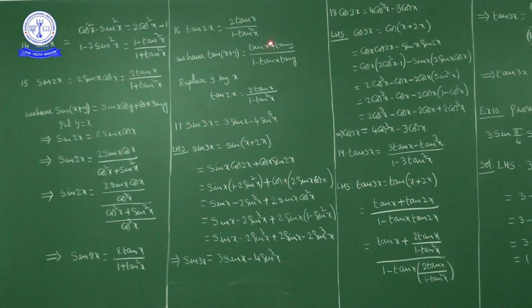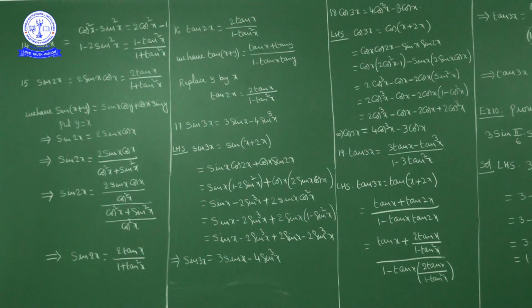Now in this formula replace y by x, meaning in place of y write x. So on the left hand side we get tan x plus x, tan 2x, which is equal to tan x plus tan x, that is 2 tan x, upon 1 minus tan x into tan x. Tan x into tan x is tan square x, so 1 minus tan square x. So tan 2x is equal to 2 tan x upon 1 minus tan square x.